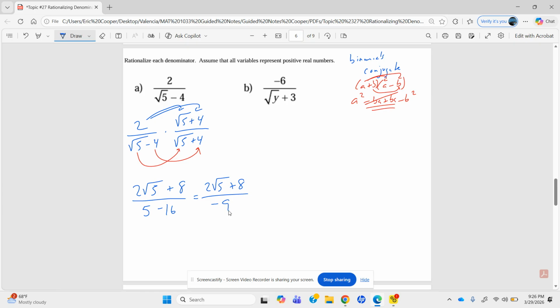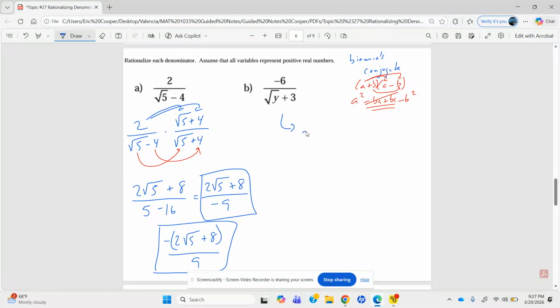I don't have a radical on the bottom, which is good. This is 2/9, that won't reduce, and this is 8/9, so that won't reduce. So we can leave this as our final answer. We can also bring the negative to the top if we want, like this, and write it as our final answer as well. Either of those is acceptable.